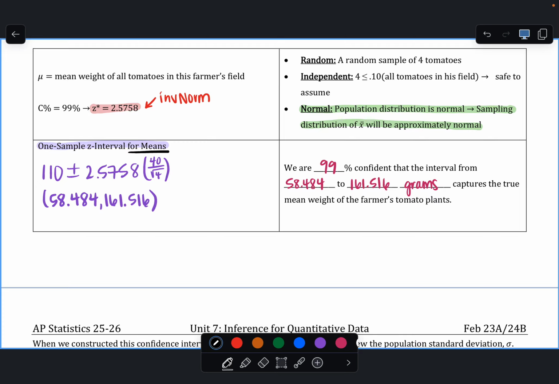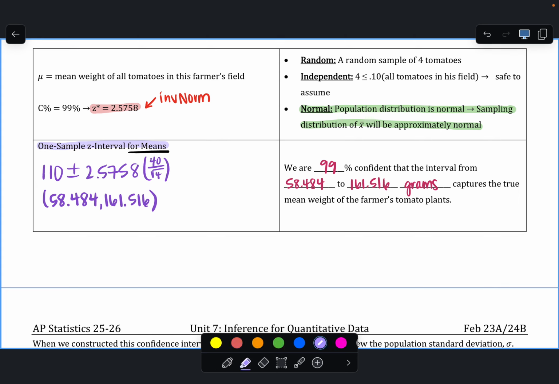If they're just trying to get a success, fail, a yes, no, then you just say it's categorical, because that's all you really got. When it comes to means, they are collecting a number. So they are collecting the weight of these tomato plants or tomatoes.